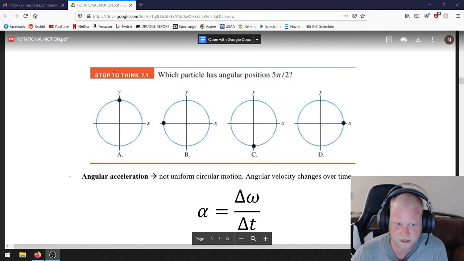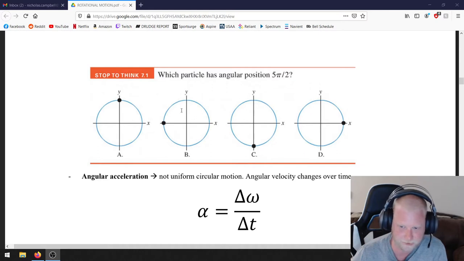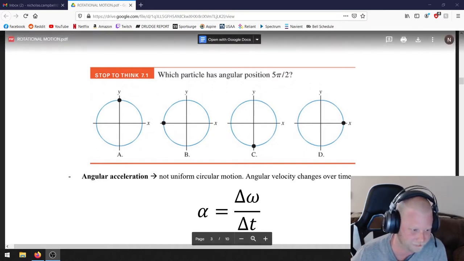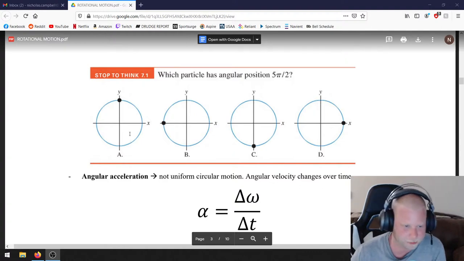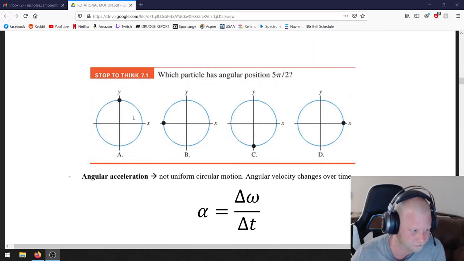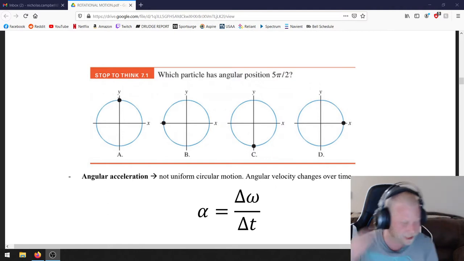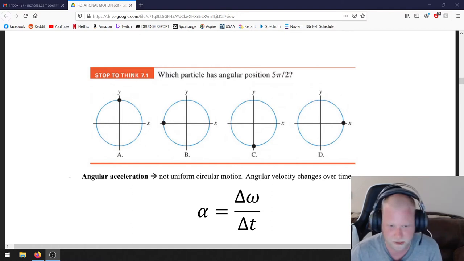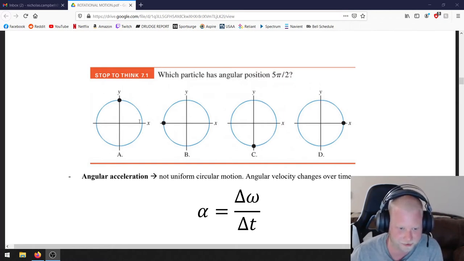So take a minute, look at Stop to Think 7.1, which particle has the angular position of 5 pi over 2. Pause the video, see if you can reason that out. Alright, easiest way to determine this is if we know that 90 degrees is pi over 2, well, just look at this. 1 pi over 2, 2, 3, 4, 5. Your answer has got to be A. So again, just know the basics of the unit circle. 90 degrees, 180, and so on. Because if you know those, it's going to make your life a lot easier, right? So pi over 2, pi, 3 pi over 2, 2 pi.